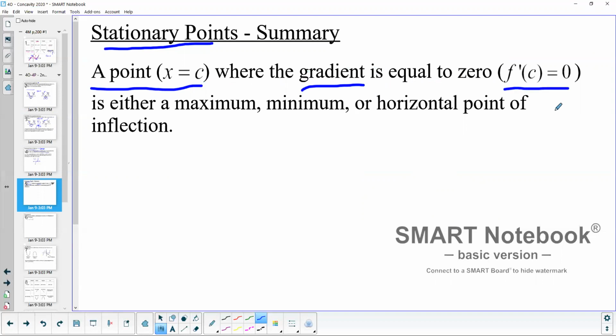And so you guys did this. If you've already done the 4M homework, you did this, where you found the first derivative and set it equal to 0. And so we say that if the gradient is equal to 0, then we call those either a maximum, a minimum, or a horizontal point of inflection. And these points of inflection are going to come into play a little more as we dig deeper into these graphs and how we analyze them.